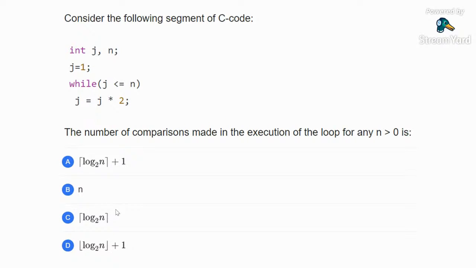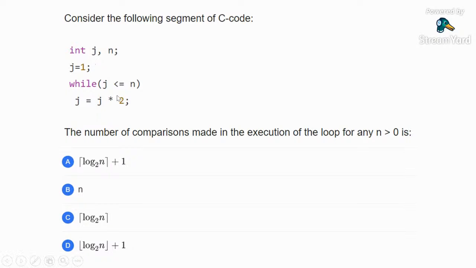Okay, now consider this. Consider the following segment of C code. The number of comparisons made in the execution of the for loop for any n greater than 0. Suppose we don't know how many times this is executing. You can take a simple value of j and n. j is already defined, j is equal to 1. Take the value of n equal to 5.